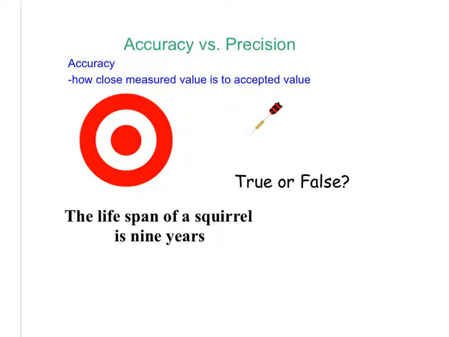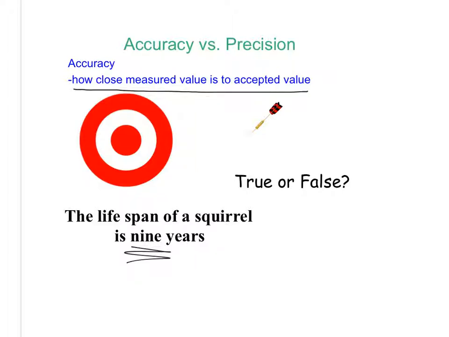So before we jump into that, let's make sure we understand the difference between accuracy and precision. And hopefully you're following along with your notes, and you see that there's a great little place for you to fill this stuff in. Accuracy is how close a measured value is to an accepted value. So if I were to say, hey, the lifespan of a squirrel is 9 years, in order for me to know whether or not that's accurate or not, I would obviously have to know what the lifespan of a squirrel is. So I really couldn't answer that without knowing the actual value of that.